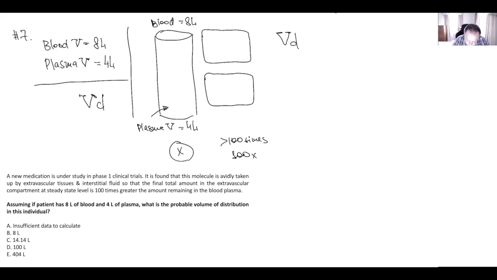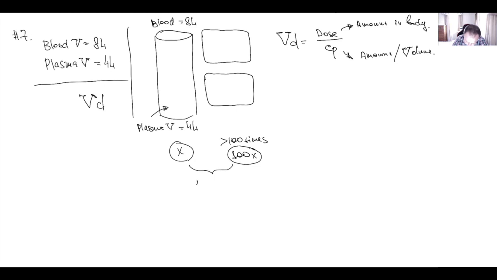Let's have a look at volume of distribution. It is a dose divided by plasma concentration. And dose, actually, is the total amount in the body. And concentration is something like amount over volume. Could we find the amount of the medication in the body? Here we will have 100 times greater, and here we have X. The total amount will be 101X.